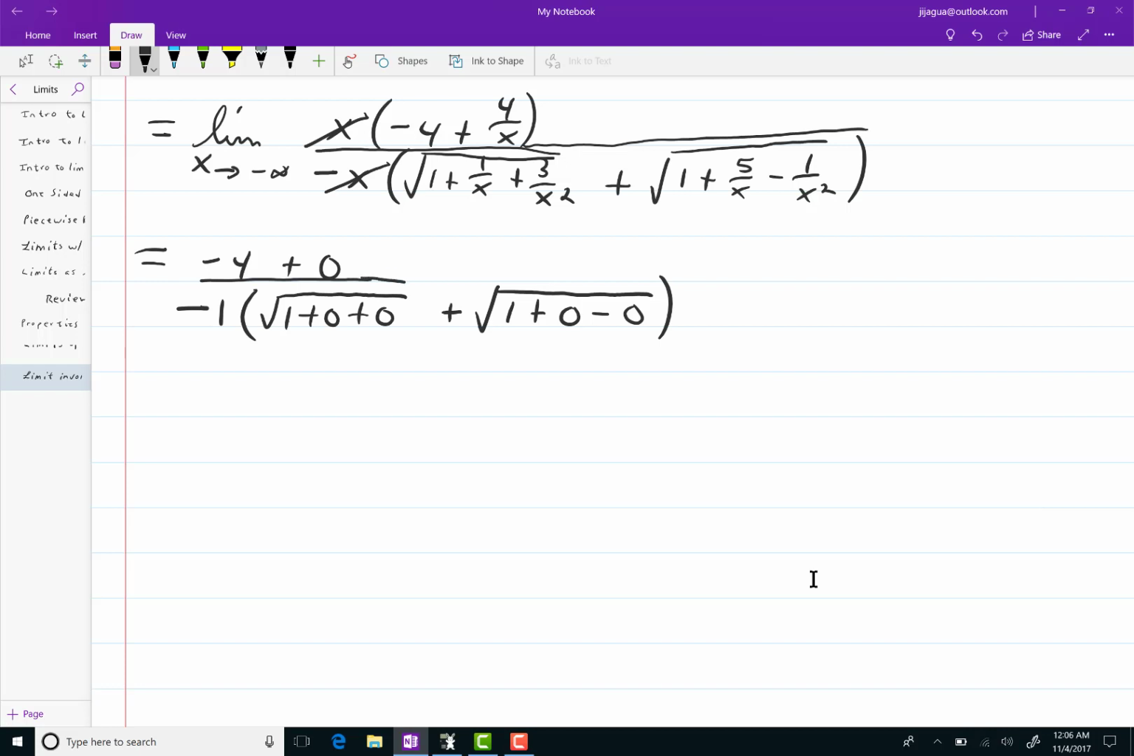And now this is similar to before. We end up with -4 in the numerator. In the denominator we have -1 times 2, and the answer is now +2.